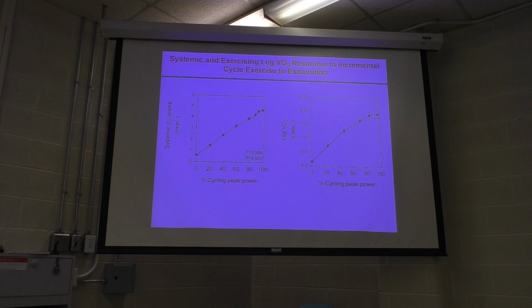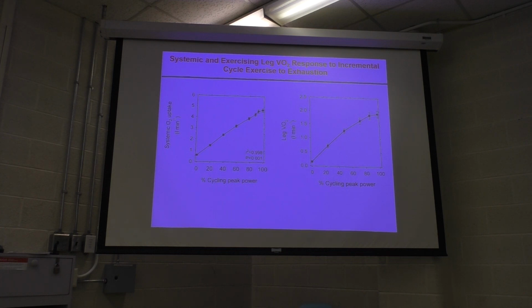Systemic and exercising leg VO2. So we can obviously measure systemic O2 at the mouth. This is all of the oxygen that's being used by the body. And then we can measure it at the leg. I haven't gone over all the methods, but they had all these art lines and all of these measurements. I decided it was tangential to the point of the lecture, but if you're into it, you can go read that paper and see what they did.